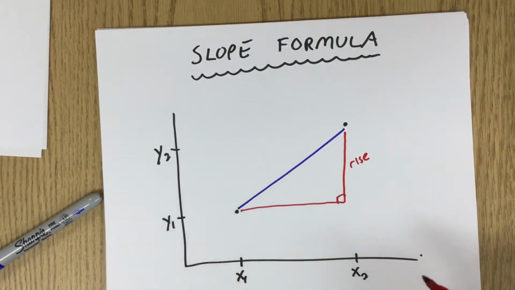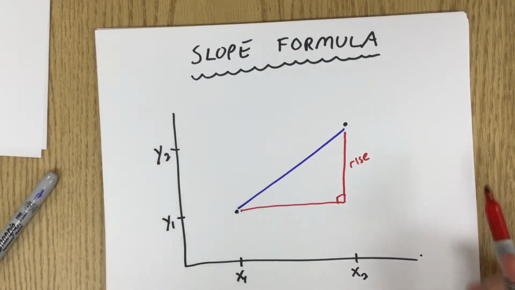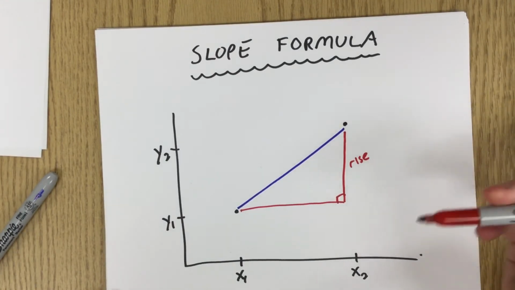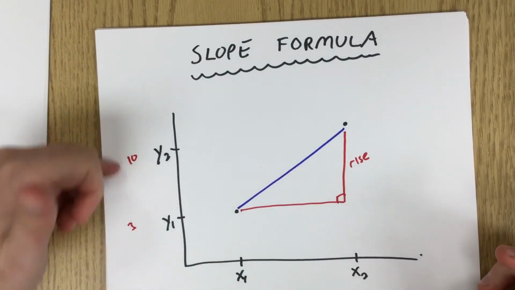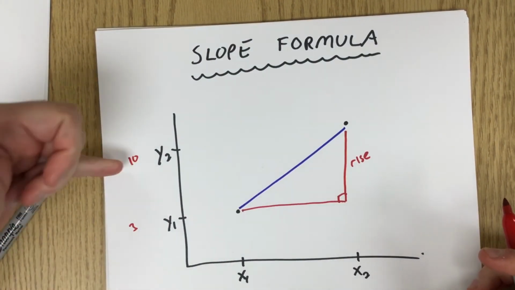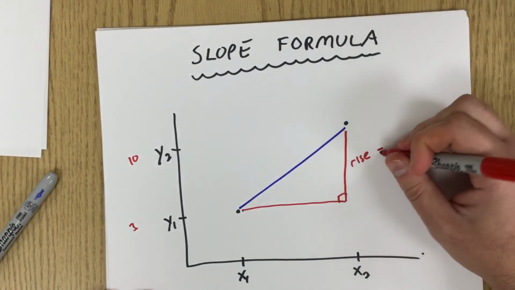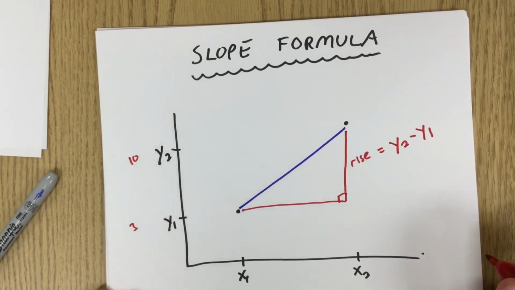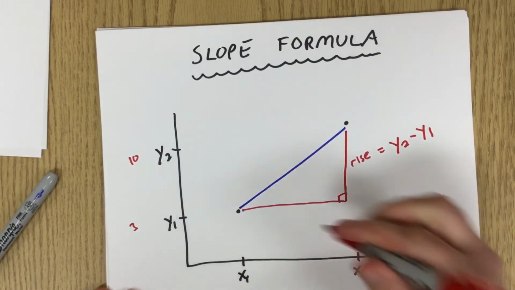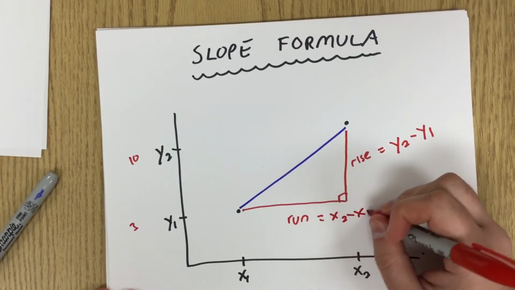Now the rise in this case, we're going from there to there. So for example, if this was 3 and 10, then the rise would be from 3 to 10. We went up 7. Or another way of saying it is, to find the rise we could go 10 minus 3. If we're going to do it algebraically, the rise would be y2 minus y1. Similarly with the run, to figure out how long this is, we go that minus that, and the run becomes x2 minus x1.